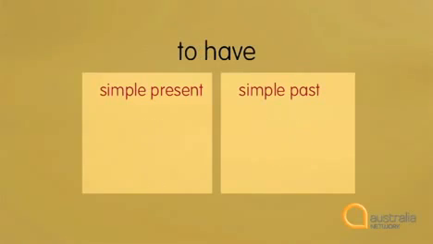Let's do the same for the verb to have. What is the simple present form of the verb to have? Has or have. And the simple past form? Had. When you learn new verbs, it's important to learn them with all their different forms. So make sure you write verbs down in a notebook and work out all their different tenses as well.